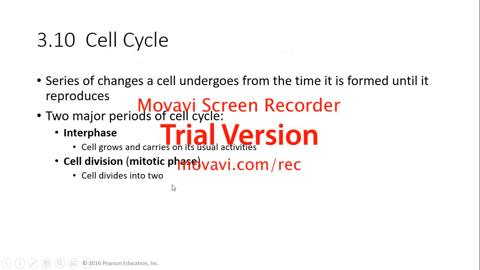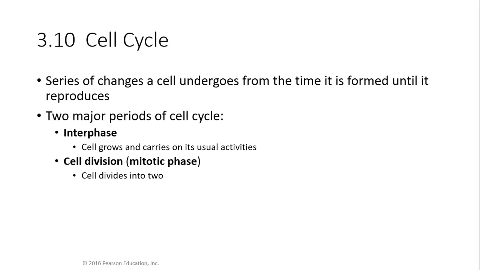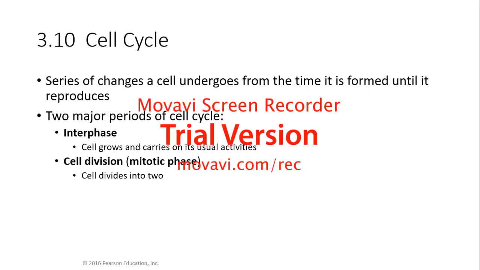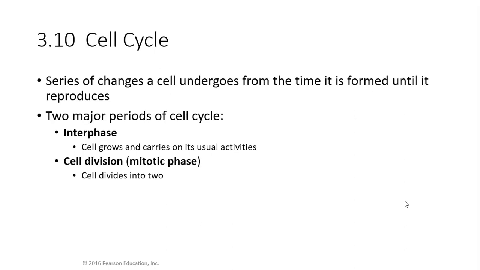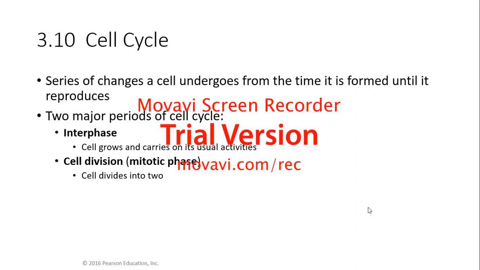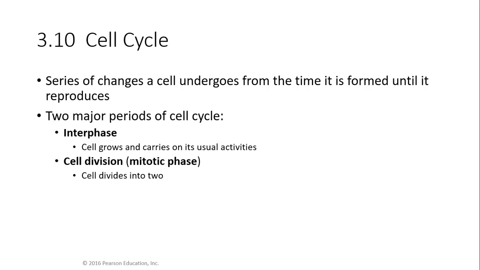All right, so the cell cycle. With the cell cycle, you have two major periods: interphase and mitosis. In interphase, the cell is in this period probably 85 to 90% of the time. During interphase, you're going to have cell growth, and the cell carries out its usual activities. Now the remaining 10 to 15% of the time that the cell's not in interphase, it's going to be in mitosis, which is a cell division cycle, where the cell is going to divide into two. So we're going to talk about those two periods now.